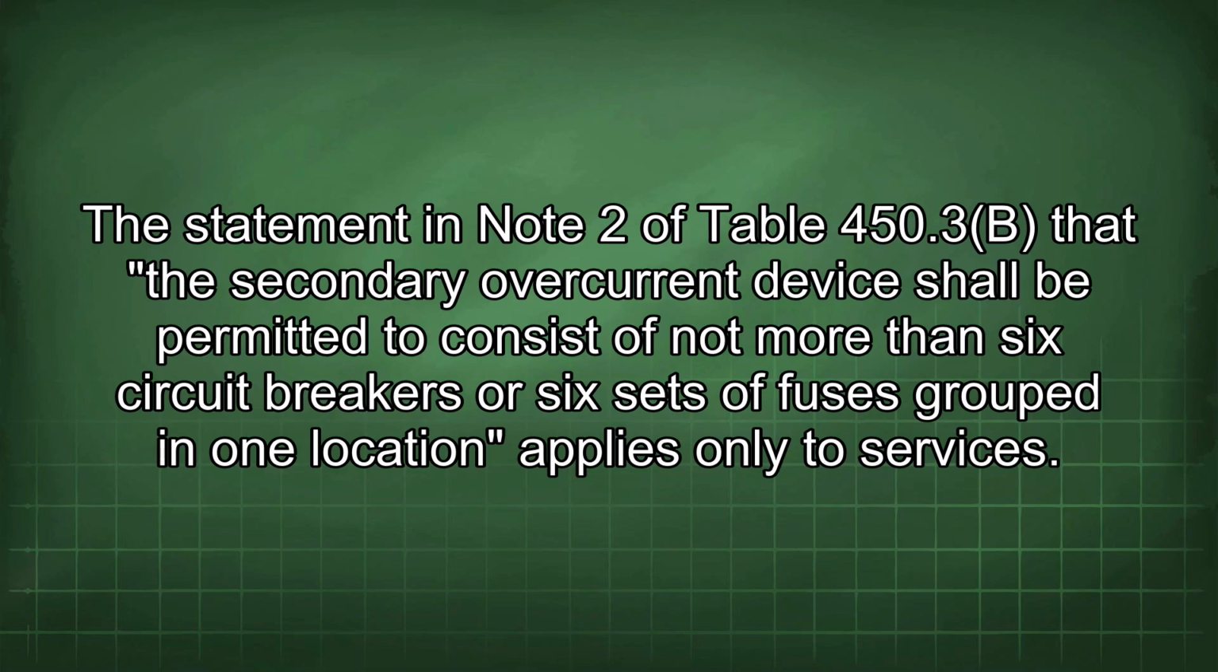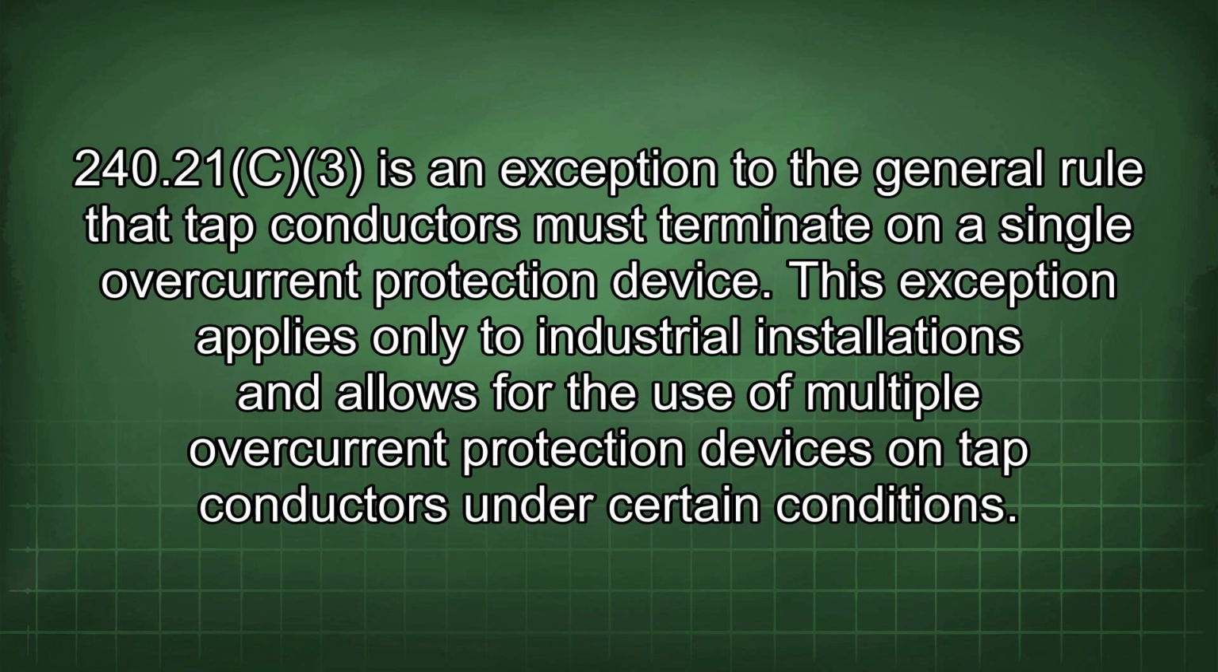The statement in Note 2 of Table 450.3(B) that the secondary overcurrent device shall be permitted to consist of not more than 6 circuit breakers or 6 sets of fuses grouped in one location applies only to services. 240.21(C)(3) is an exception to the general rule that tap conductors must terminate on a single overcurrent protection device. This exception applies only to industrial installations and allows for the use of multiple overcurrent protection devices on tap conductors under certain conditions.